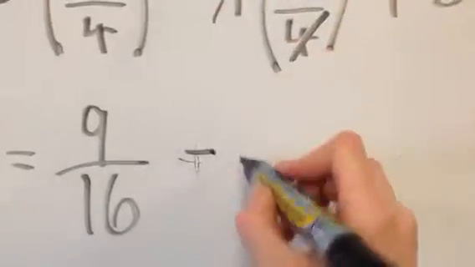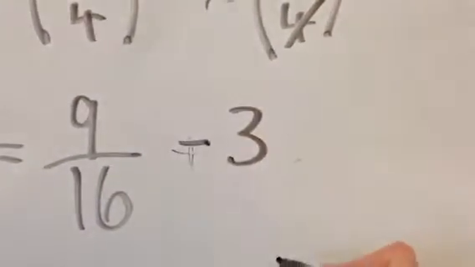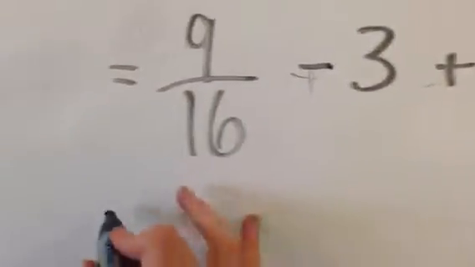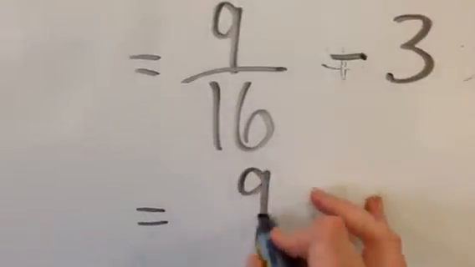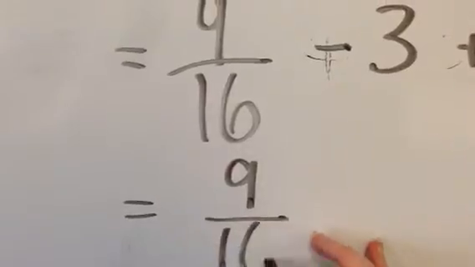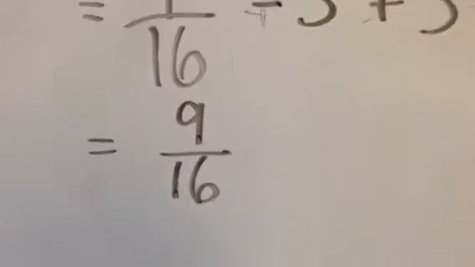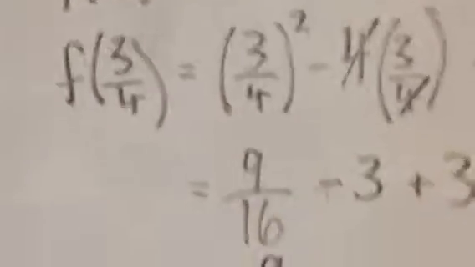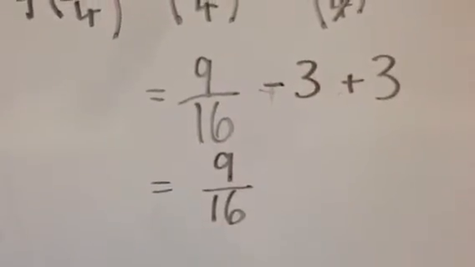Minus, our 4's cancel, so we're left with -3 plus 3, which cancel out, and we get 9/16. Can't be simplified, so when we have a function of 3/4, we actually get 9/16.